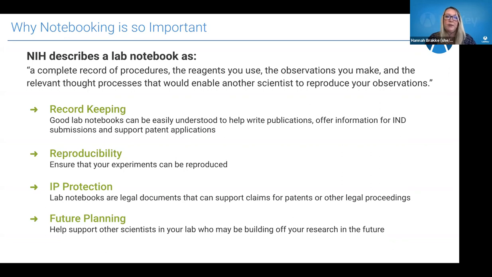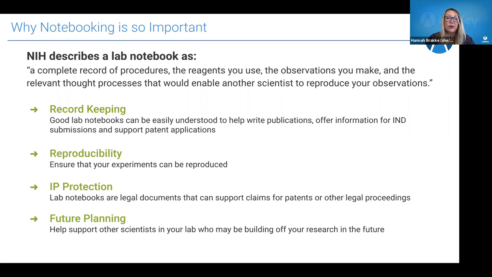Reproducibility, of course, is important to any scientific experiment, making sure that you could reproduce your experiments if needed, folks in your lab can reproduce those experiments, or the scientific community as a whole can reproduce those experiments as well. So good, well-documented lab notebooks will help with good, well-documented publications, which then can help folks reproduce your work.